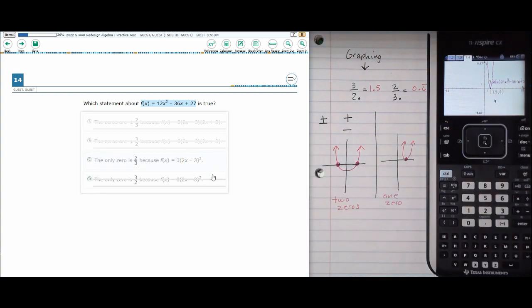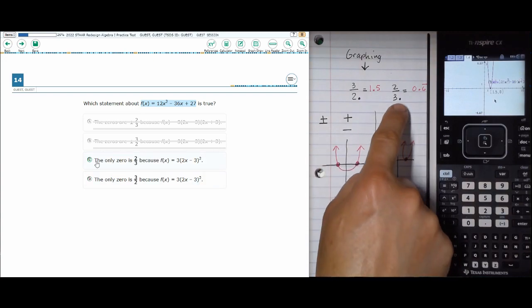I want you to also notice this when I go back to it real quick. I want you to notice that they gave us the same equation. Do you see that? F of x is equal to 3 times 2x minus 3 squared. And that's why my graphs look the same. So if all you did was check the graph, you might think that C is the correct answer.